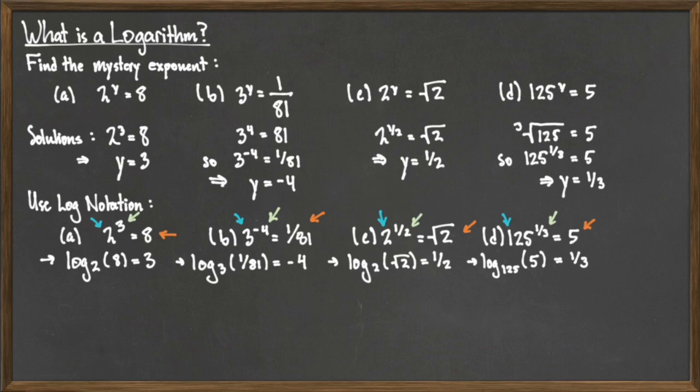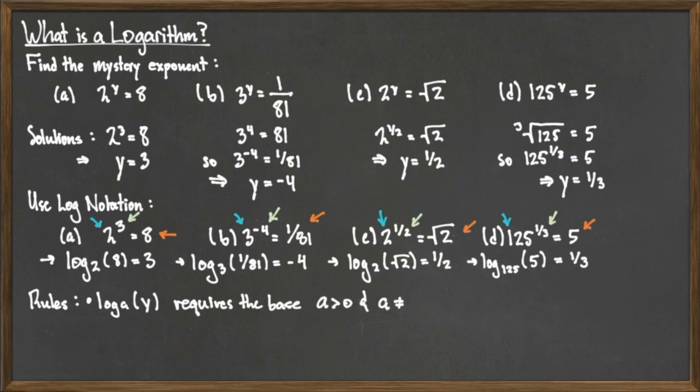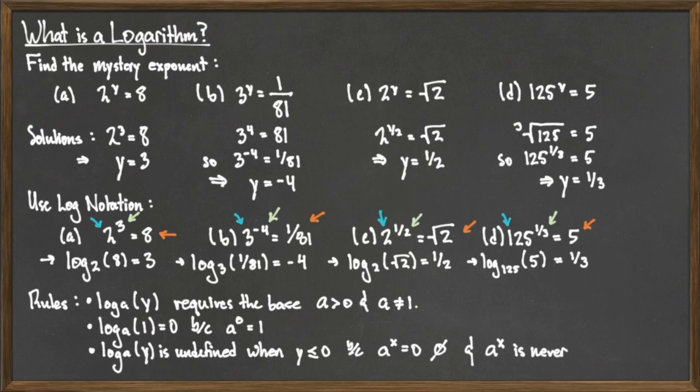Note that the logarithm does follow a couple of rules. The first of which is the following. Log base a of y requires a base a which is bigger than 0 and not equal to 1. So it's the same conditions that I would put on the base of an exponent. Log base a of 1 always equals 0 because a to the 0 equals 1. Lastly, log base a of y is undefined if y is equal to 0 or less than 0, because we know a to the x is never equal to 0 itself, and it is never negative no matter what I put in for the exponent.